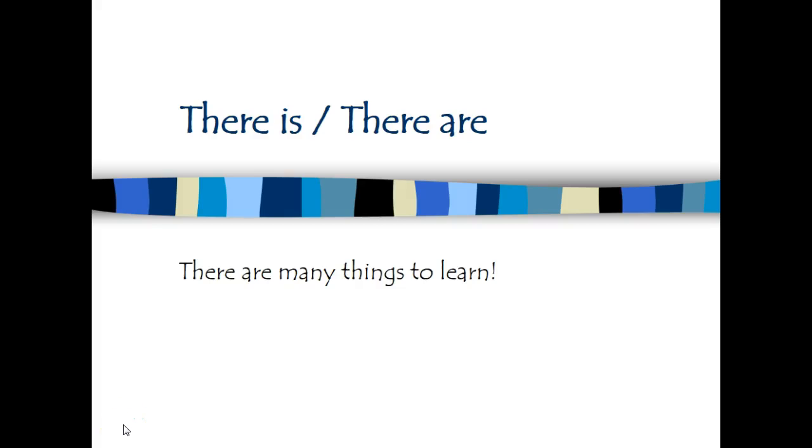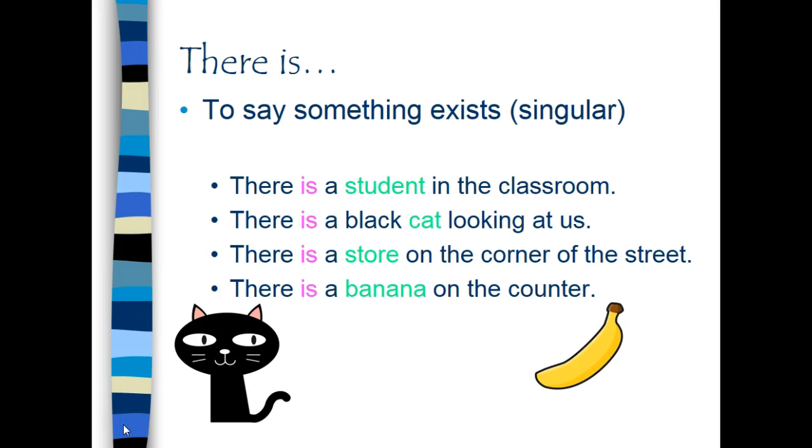Hello. Today I would like to explain the difference between there is and there are. There are many things to learn about these useful expressions. We use there is to say that something singular exists. For example, there is a student in the classroom.